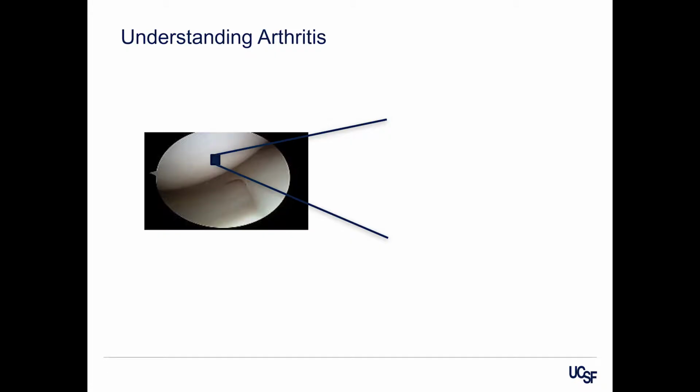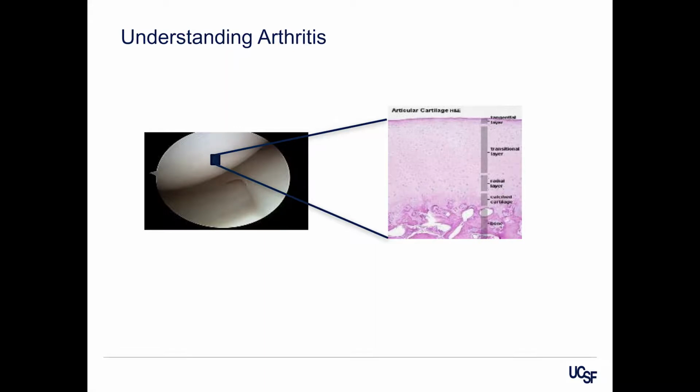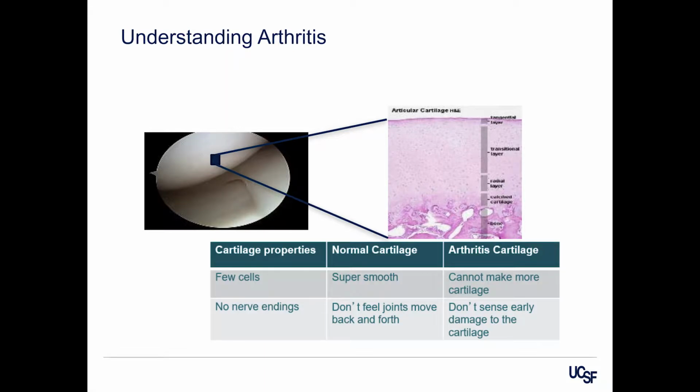So the best way I like to think about arthritis, and this is a close-up of a knee, so this is an arthroscopic picture of your medial femoral condyle, and if we blow up what cartilage looks like, it has very few cells, and it is very smooth. It is smoother than taking a piece of ice and sliding it over another piece of ice. It also has very few nerve endings, which is great until it's injured.